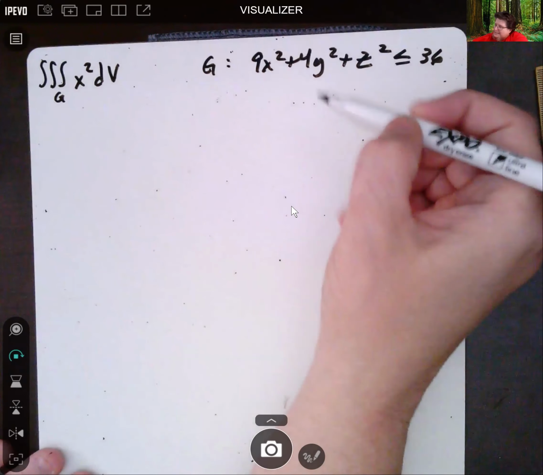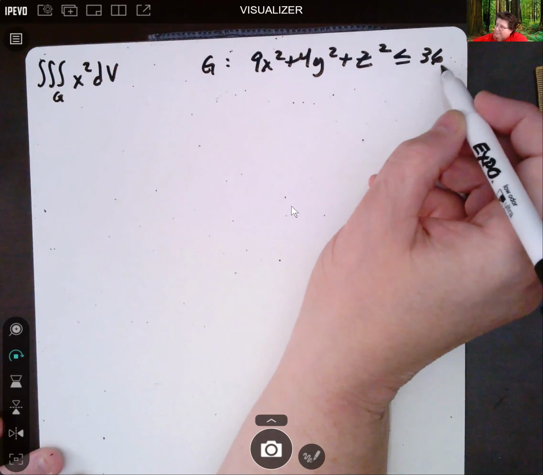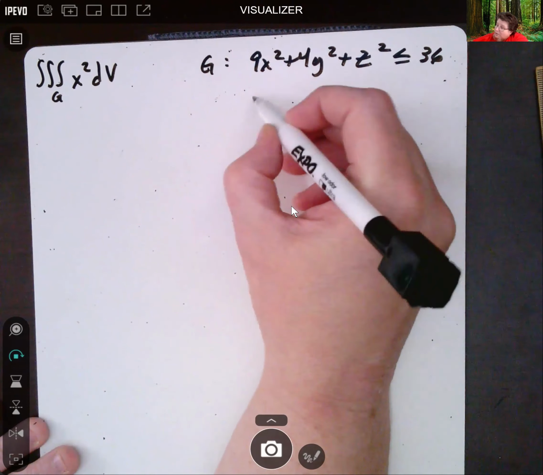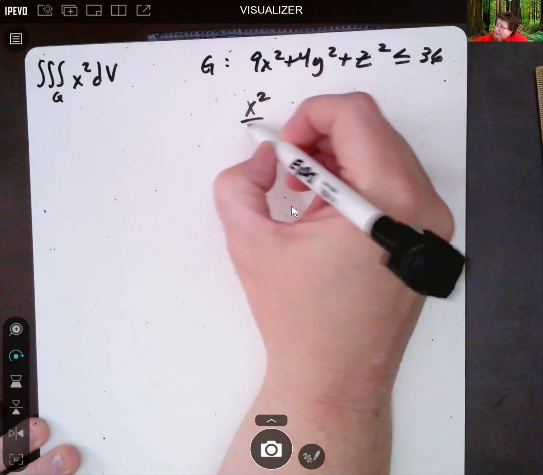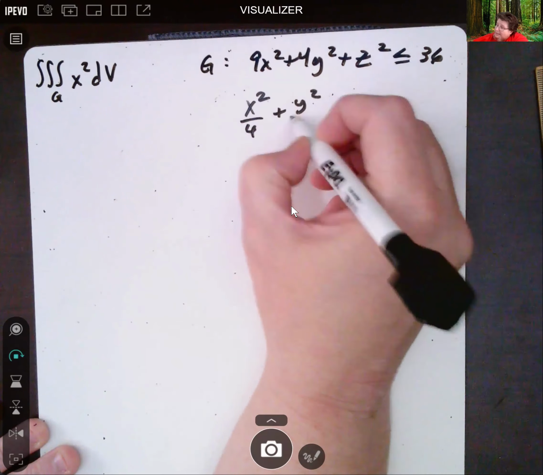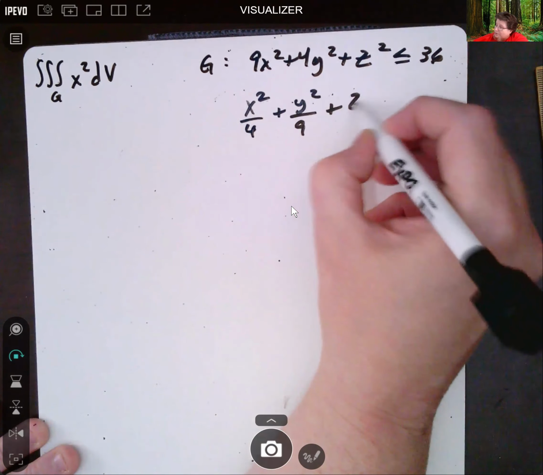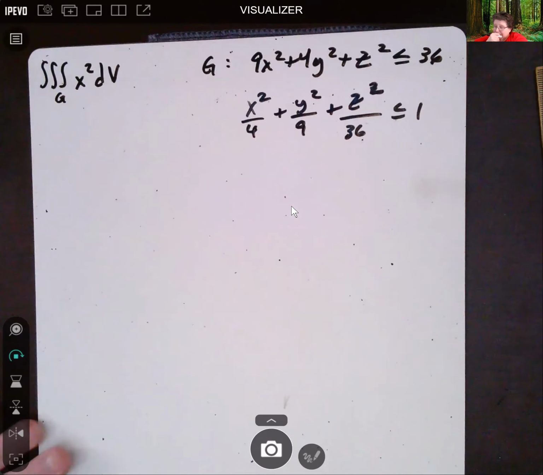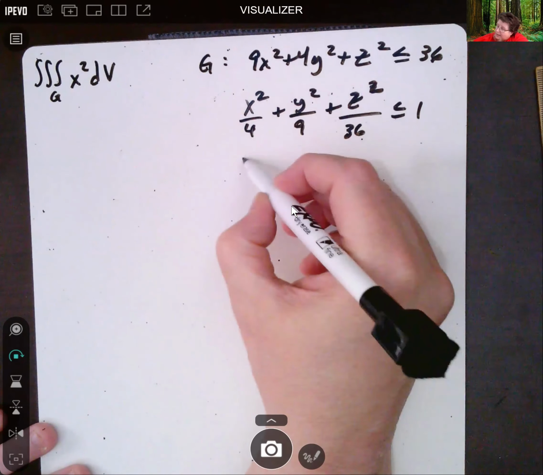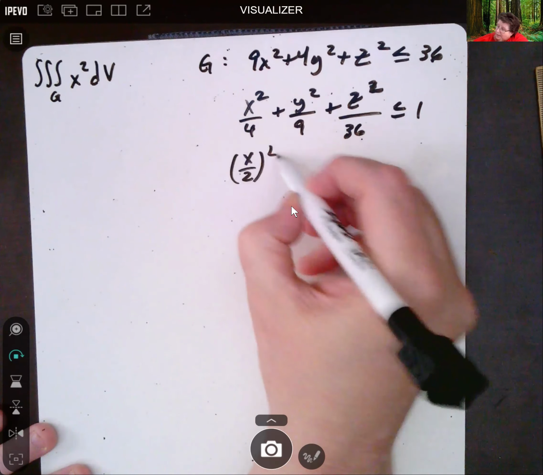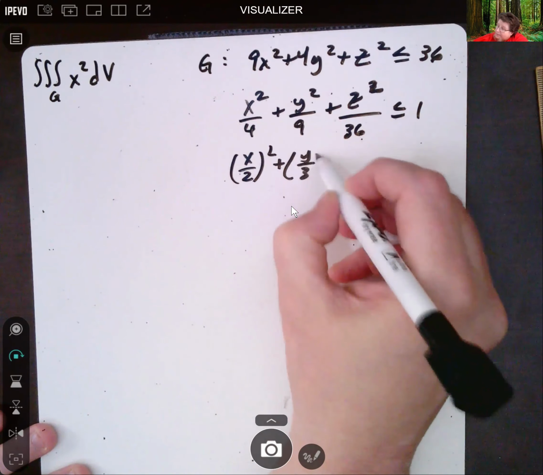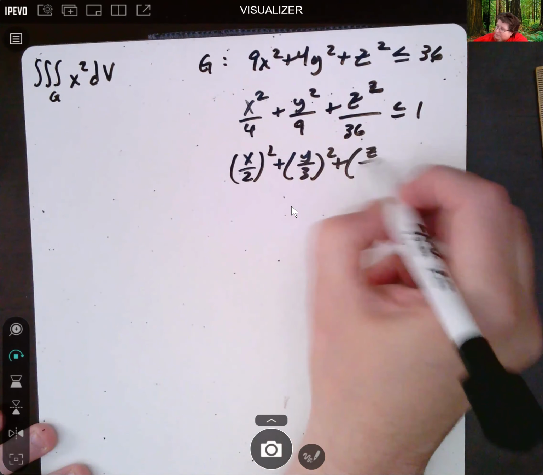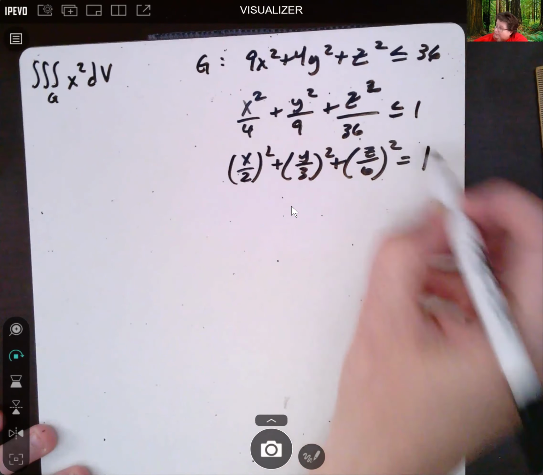So let's at least make it look a little bit more like a sphere by dividing by 36. So this becomes x squared over 4 plus y squared over 9 plus z squared over 36 is less than or equal to 1. And those denominators are all perfect squares. I could write this as (x over 2) squared plus (y over 3) squared plus (z over 6) squared equals 1.